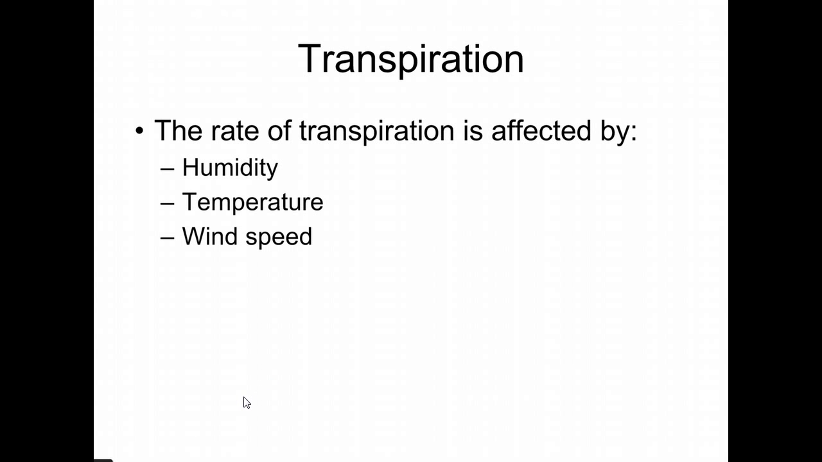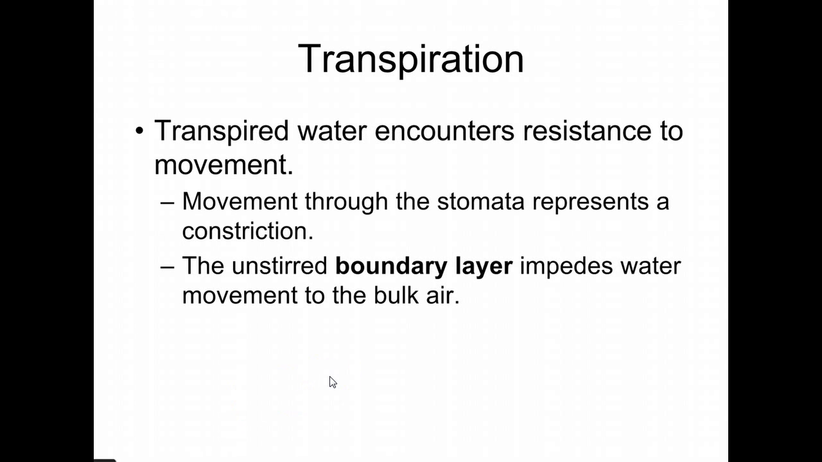What controls transpiration? Humidity and temperature, of course. Humidity is how much water is already in the air. Temperature: the higher the temperature, the faster the water is going to move around. And of course the wind speed. And like I said, the boundary layer is one of the main resistance points to flow.